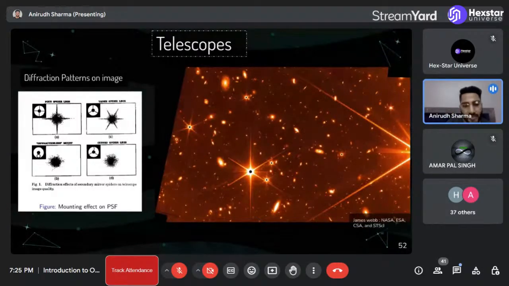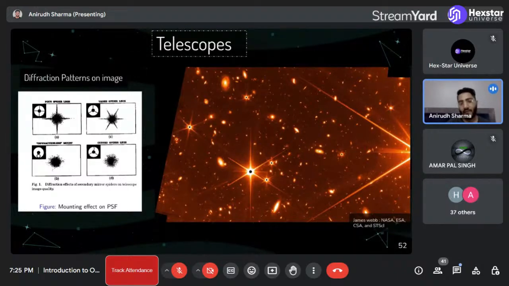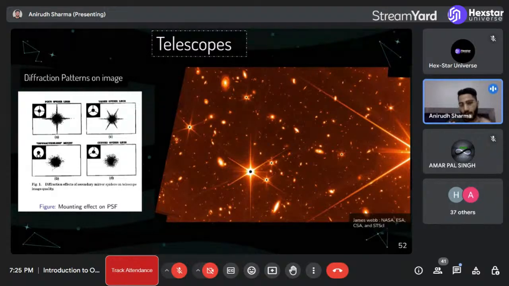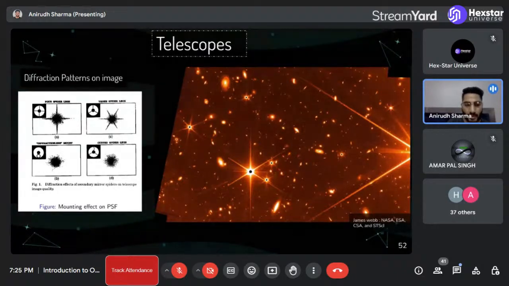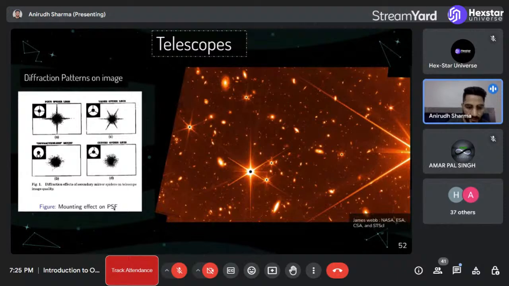So when you use that four-way support, there is a diffraction of light. So since light behaves like a wave, whenever it passes through something or it has some obstruction, it will diffract. And because there is a support beam on either side in two axes, x-axis and y-axis, there would be a diffraction pattern as such shown in the mounting effect on PSF A part.